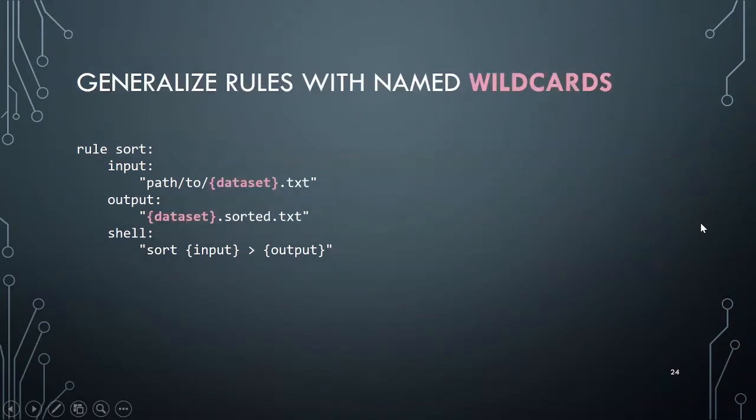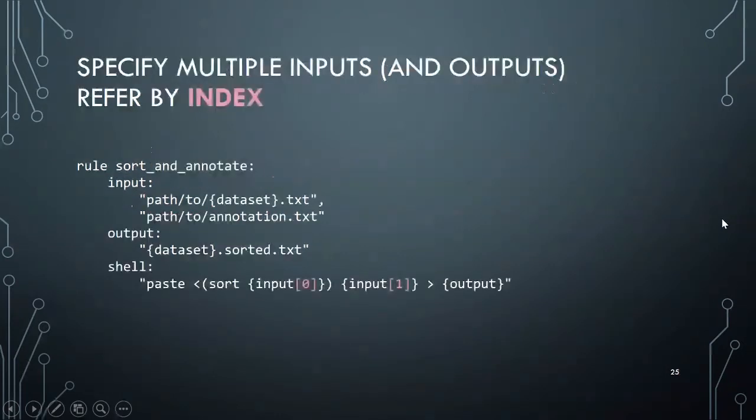You can also generalize these rules with named wildcards. You can make it a little bit more complex by adding curly braces to the input and output here. Snakemake will automatically look in the directory path2 and find anything that has .text, and will run this rule on all files that have the beginning of .text and output with the same prefix. It'll be prefix.sorted.text. So it's very easy to make it amenable to sets of data, which is obviously what you want.